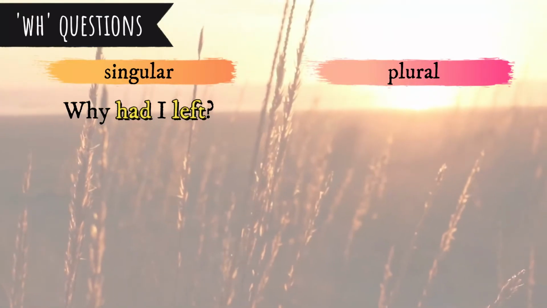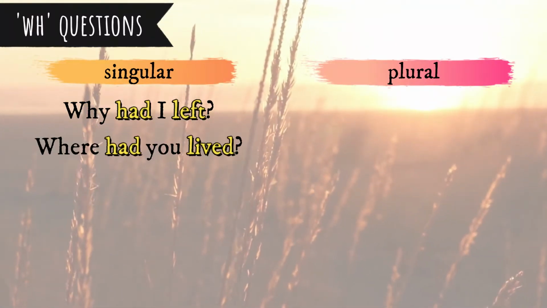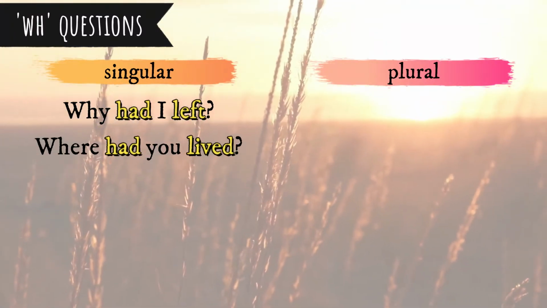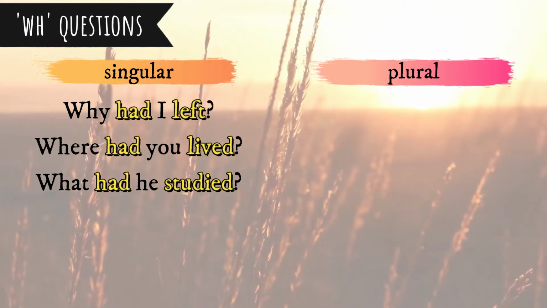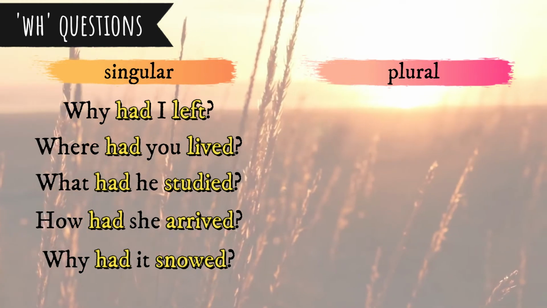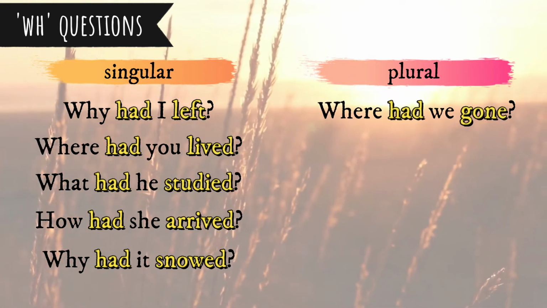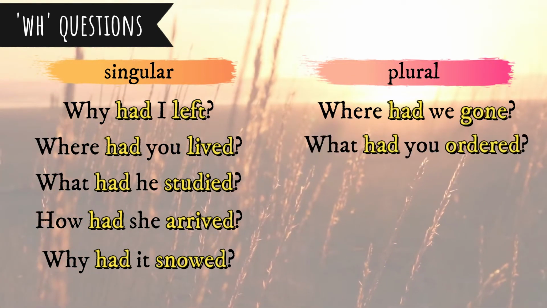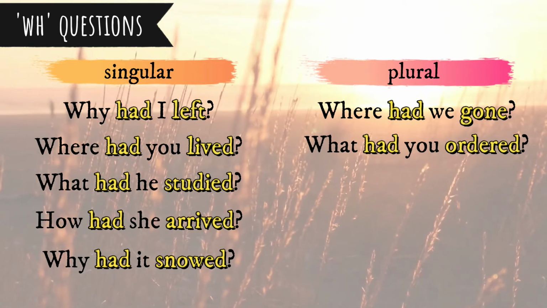And to make WH questions, we start questions with question words, for example, why or where. Why had I left? Where had you lived? What had he studied? How had she arrived? Why had it snowed? Where had we gone? What had you ordered? Where had they met?